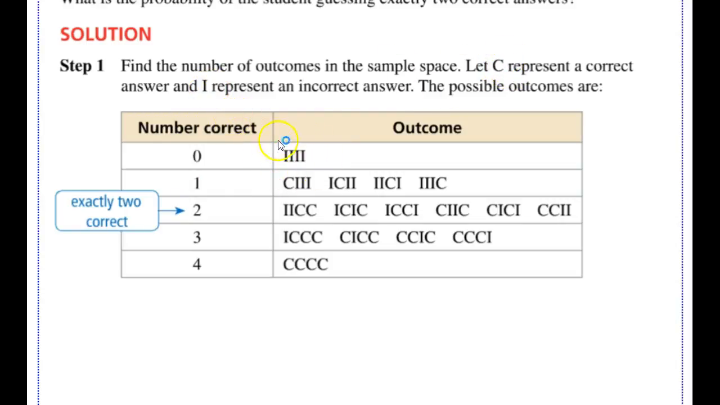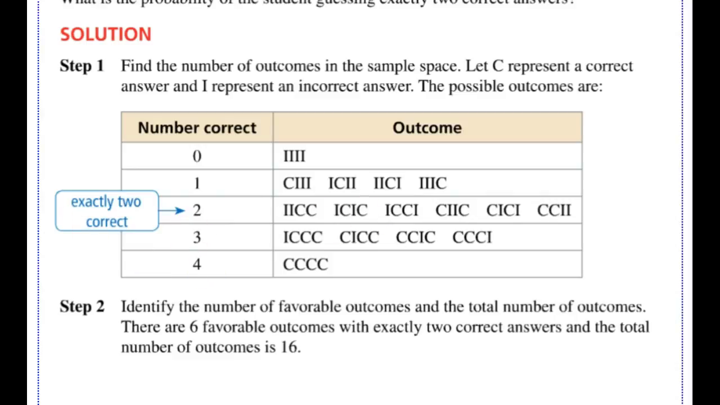So I can either have all 4 be incorrect or all 4 be correct, and then I can work my way in. So I can get the first one correct and then the next 3 incorrect. And I can just continue to move these letters till I have all of my possible outcomes. So then I'm asked for exactly 2 correct, right? So that would be these ones right in the middle here. So I can use those numbers to help me here.